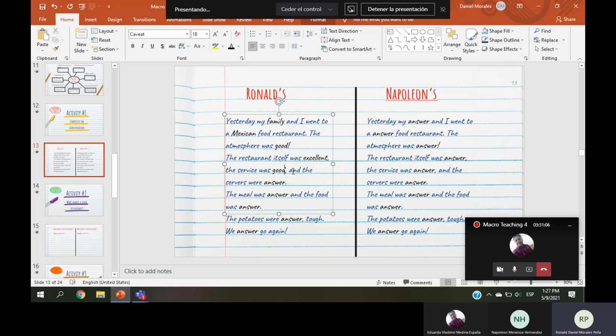The service was good, and the servers were friendly. The meal was tasty. The food was delicious. The potatoes were overcooked, though we will go again. So basically, this is my paragraph.